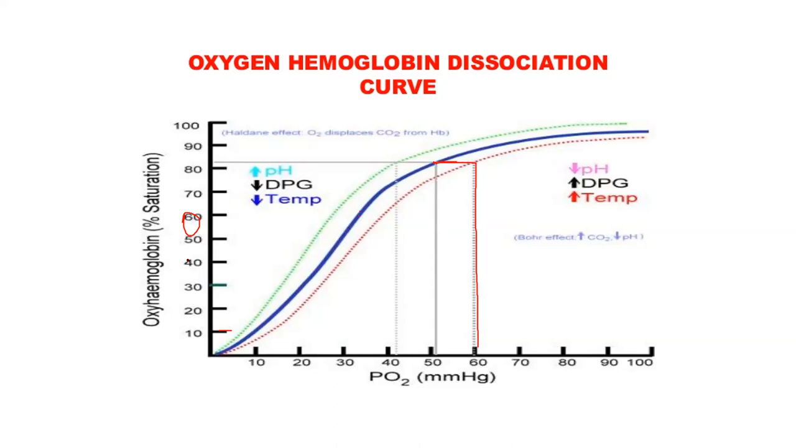Because with an SpO2 of 90, they won't become cyanosed, unless they have polycythemia. Okay, faham kan? Okay, that's the clinical significance of the hemoglobin dissociation curve. Okay, any question?